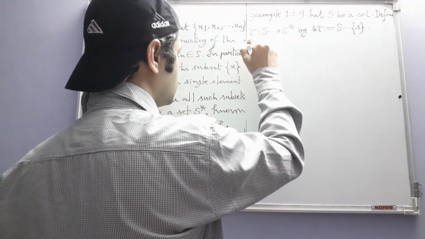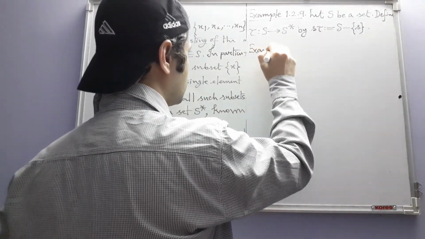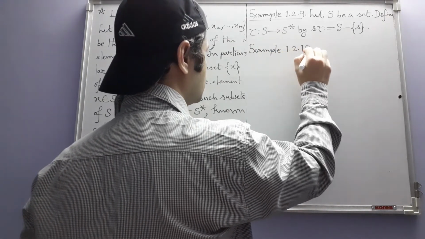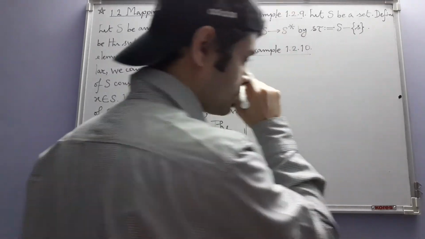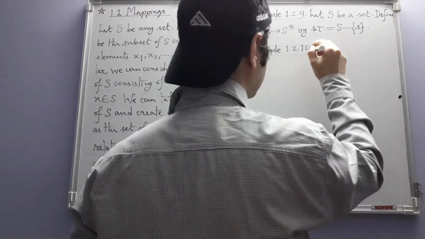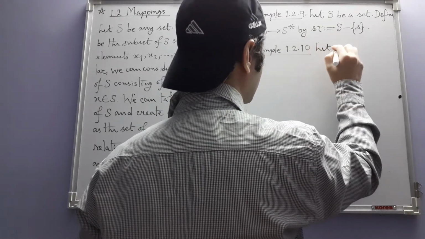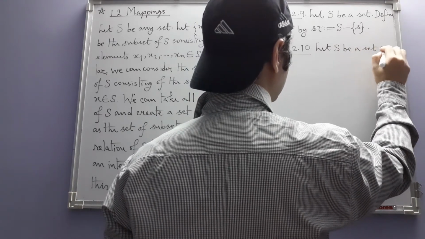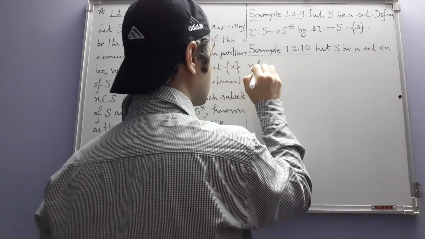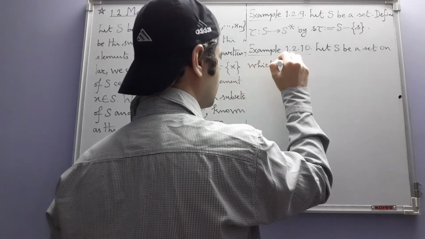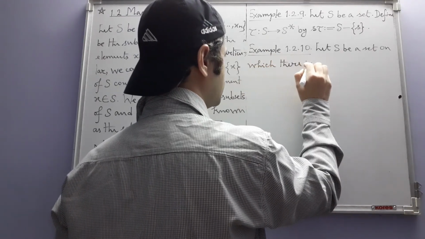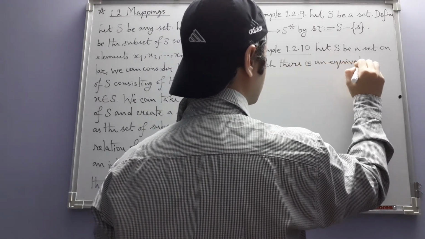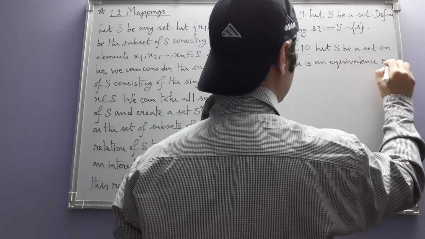And lastly, we present one example that involves equivalence classes. Let S be a set on which there is an equivalence relation.